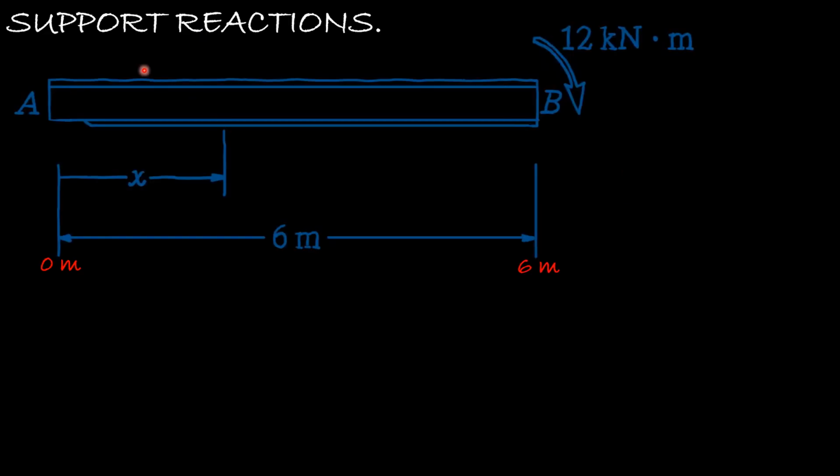So first thing, we want to identify the support reactions. At A, we will have a reaction force, and at B, we will have another vertical reaction force. Now, since we are not moving in the horizontal, we don't need to put the Ax. And we have a moment at A in here.